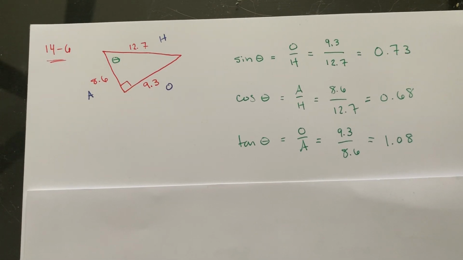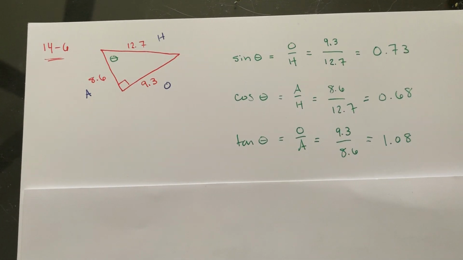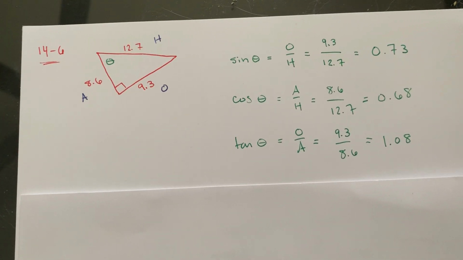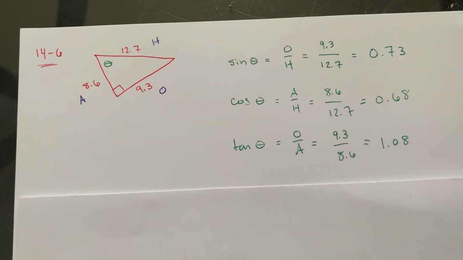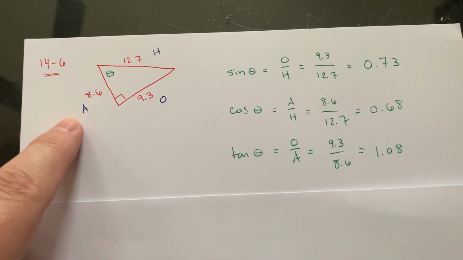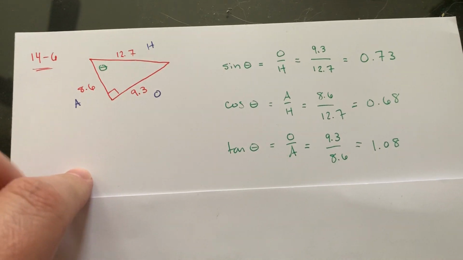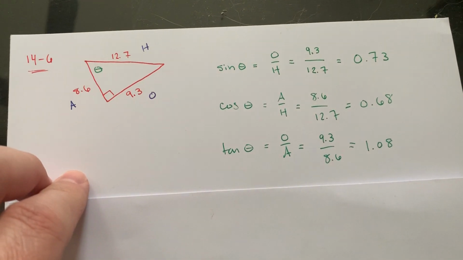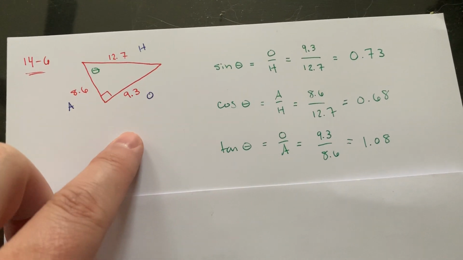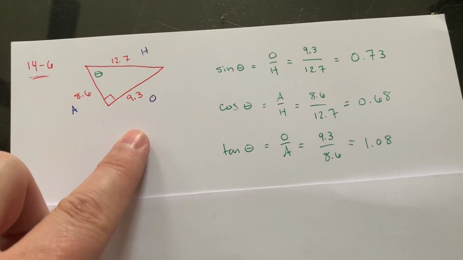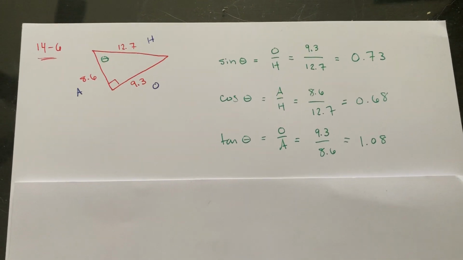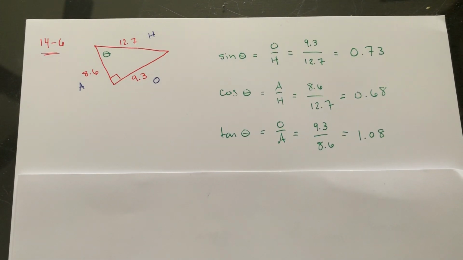So SOH, sine is opposite over hypotenuse. Setting that fraction up, 9.3 over the 12.7. If I divide it, I'll get 0.73. Cosine would be the adjacent over the hypotenuse, so the 8.6 and then the 12.7. Divide it, 0.68. Tangent would be the opposite over the adjacent, the two legs, but in that particular order. In this case, 9.3 over 8.6. It looks like that's going to be 1.08.